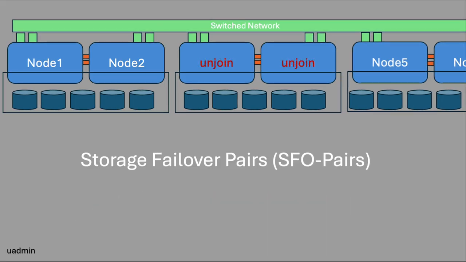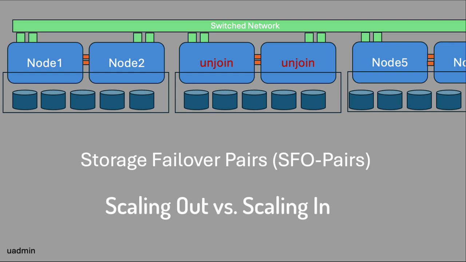And finally, next to expanding a cluster by adding new HA pairs, you can also unjoin nodes. And like adding, it has to be in pairs. So when you unjoin a node from an HA pair, you will also have to unjoin the partner node. When you add nodes to a cluster, this is commonly referred to as scaling out. And when you remove nodes from a cluster, that's referred to as scaling in.